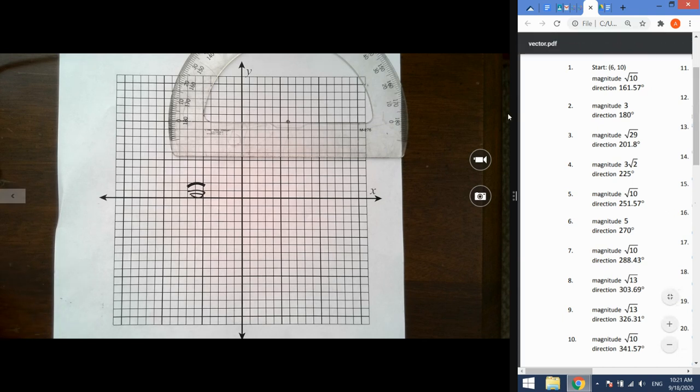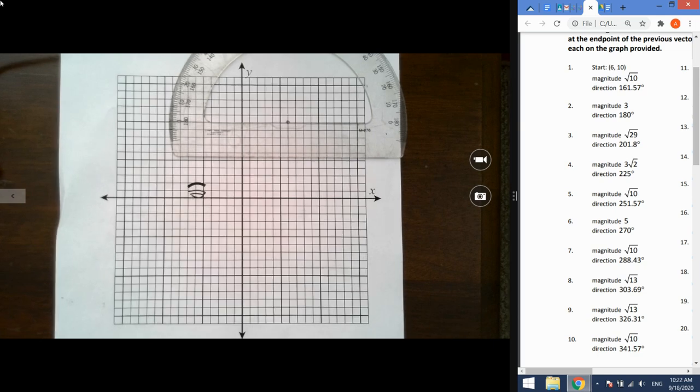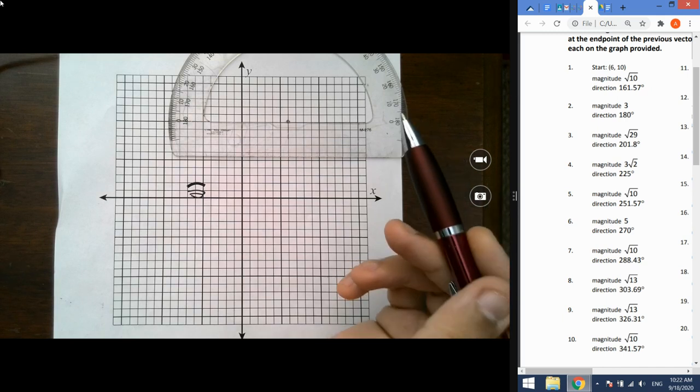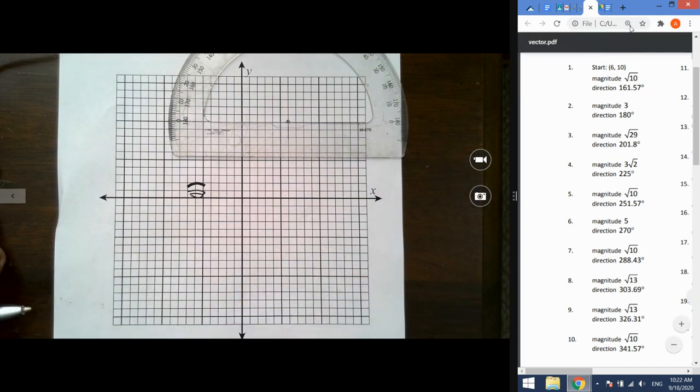So as you can see on your left, here's a little document camera, so you can see me drawing and using all the tools. And on the right are the first ten steps to each of them. When you are starting this activity, it says to go to 6, 10. So start on 6, 10, with a magnitude of root 10 and a direction of 161.57. So how are we going to do that?